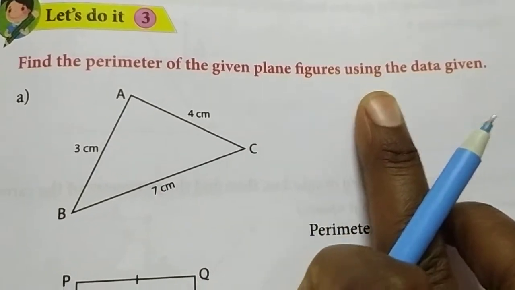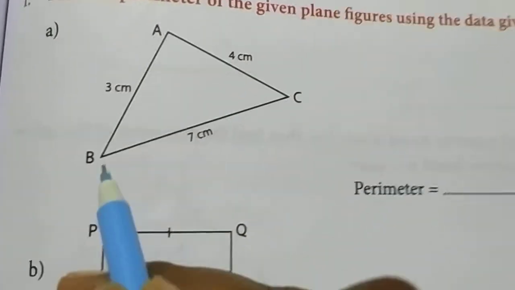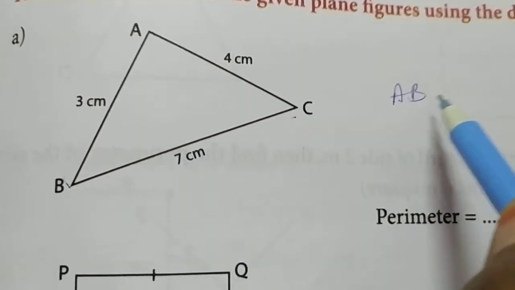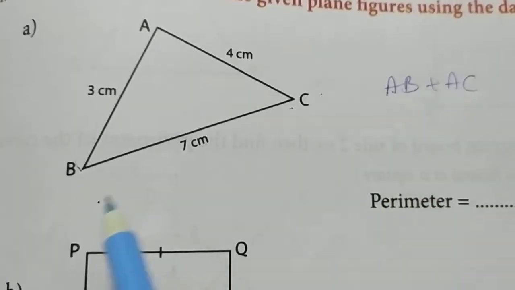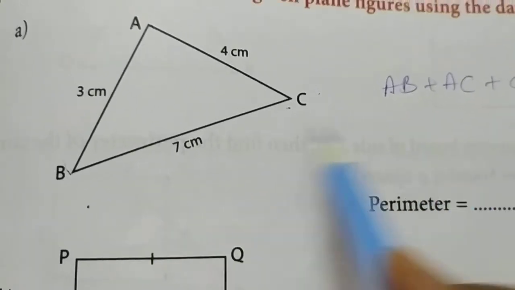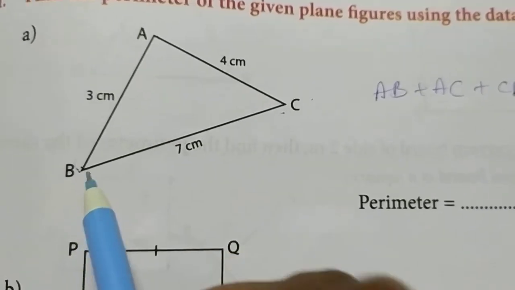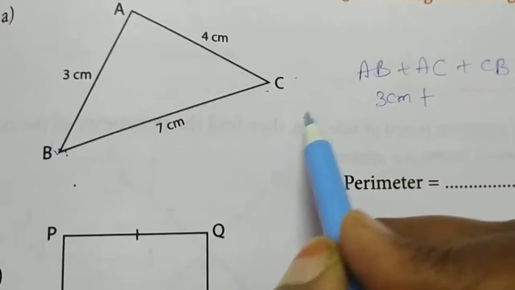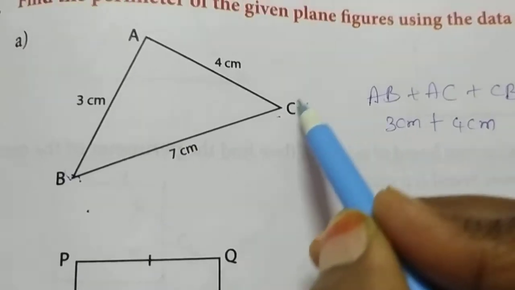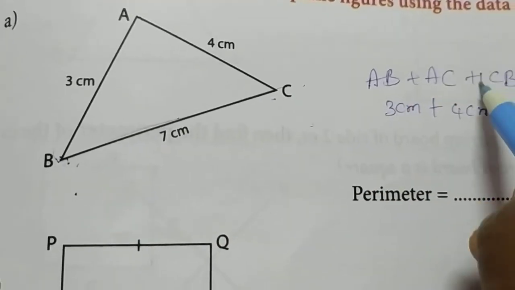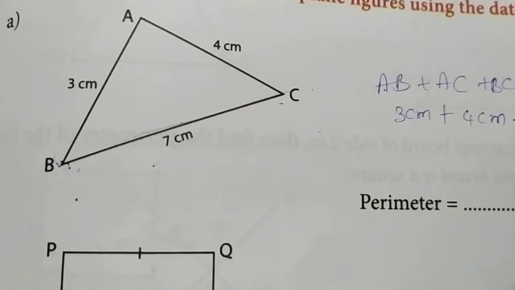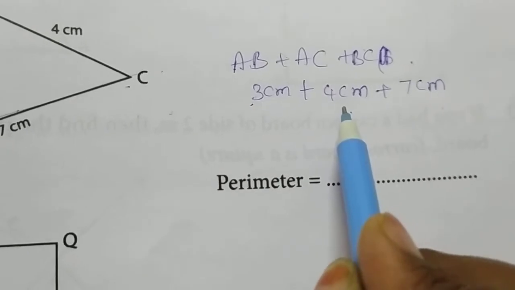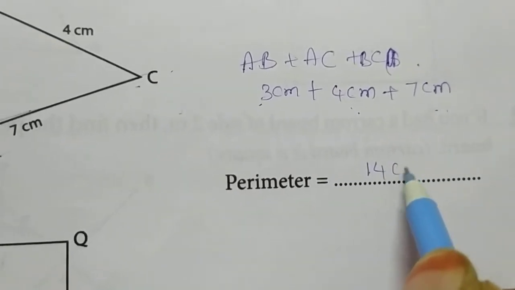So based on this only we have some problems here. Find the perimeter of the given plane figures using the data given. Here what are the sides of the triangle? AB, AC and CB. Okay, what is the length of AB? 3 centimeters. Okay, plus AC 4 centimeters. This you can write as BC also, no problem. BC is 7 centimeters. Okay, 3 plus 4 plus 7. How much? 3 plus 4, 7. 7 plus 7, 14. 14 centimeters.